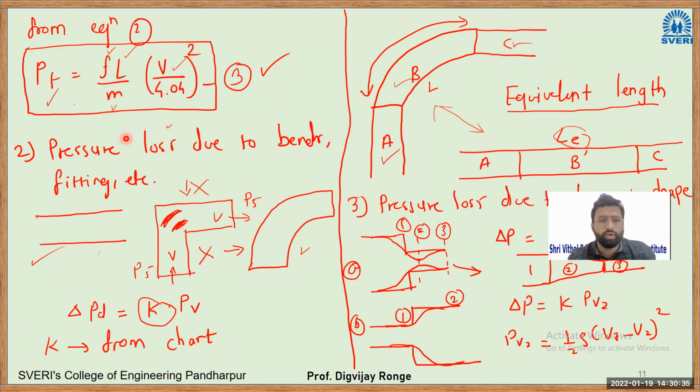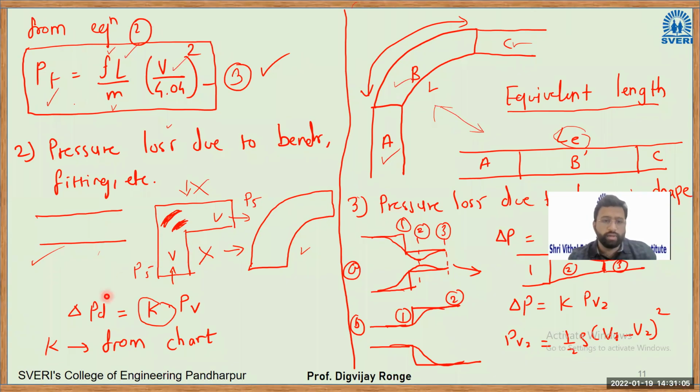Now next is pressure loss due to bends and fittings, right? So previously we have seen there is a straight duct, but there are some corners. So this example is there. This is a sudden change in direction. This example is for sudden change in direction, and in practical applications we do not prefer this one because it causes higher pressure drop. We go with smooth curvatures.